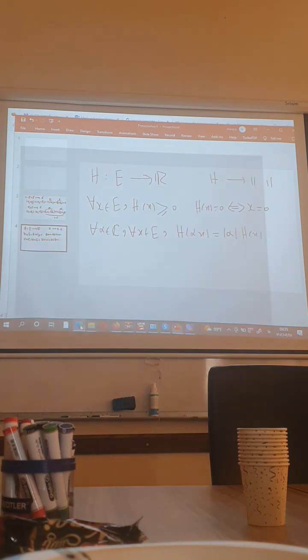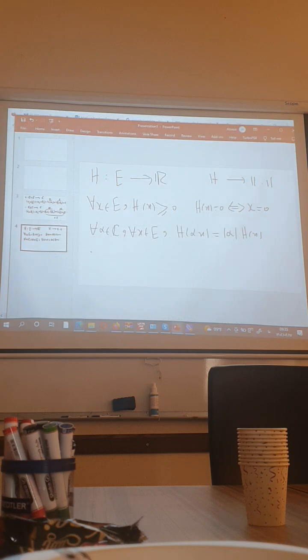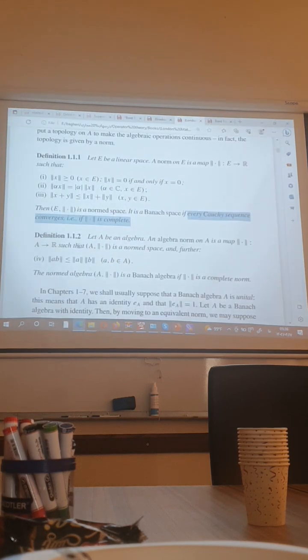This is instead of this property, okay? Number two. And for any x and y in E, number three: h of x plus y is less than or equal to h of x plus h of y, okay? Now we denote this function by this, so that we have these properties.